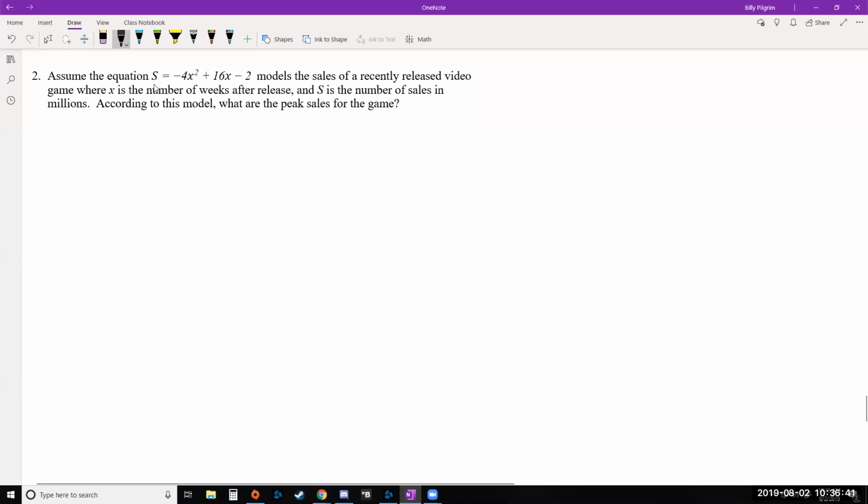All right, so we notice we have a quadratic equation. The question is, what are the peak sales for the game? This is another way of asking for a maximum, right? The peak sales will be the maximum sales. So if it's asking for a maximum, that means find the vertex. Let's just make a quick note here. Max means find vertex.